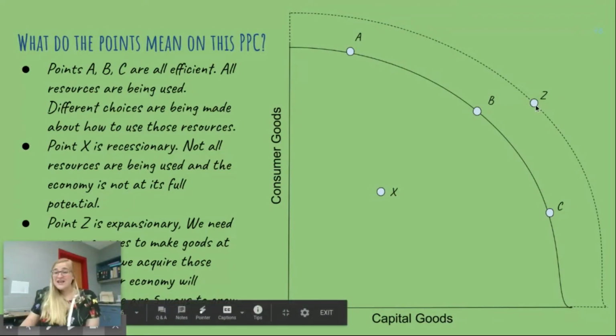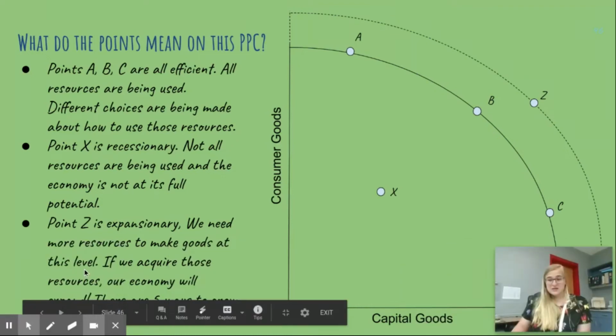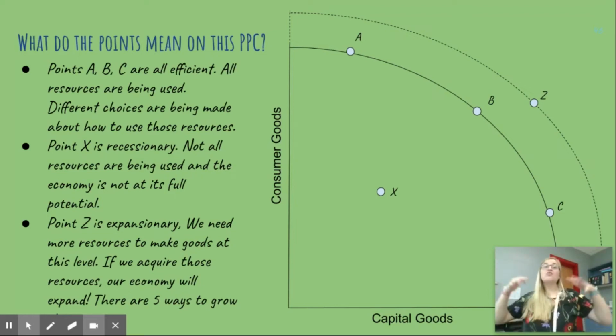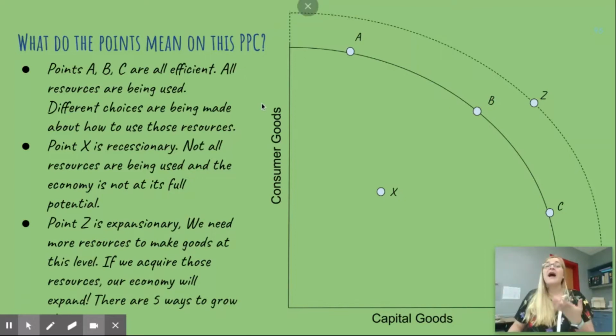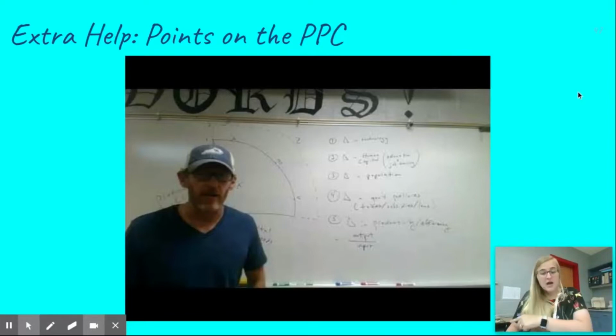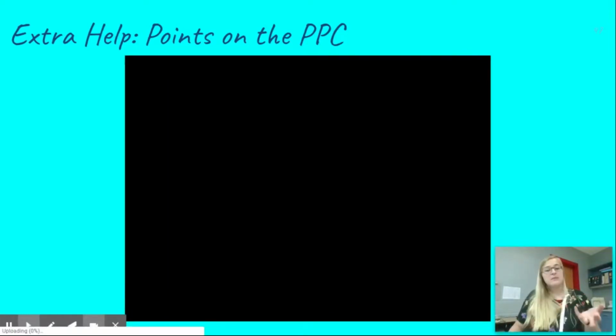And point Z right here is expansionary. We need more resources to make goods at this level. It's on an imaginary line that doesn't exist because we don't have enough to make those things. If we acquire those resources, we can push that curve out and up, and our economy grows. If the line moves that way, that means our economy is growing. And there are 5 ways to do that. If you need more help, I'm going to link Mr. Sayre's video all about points on the PPC and what that means, okay?